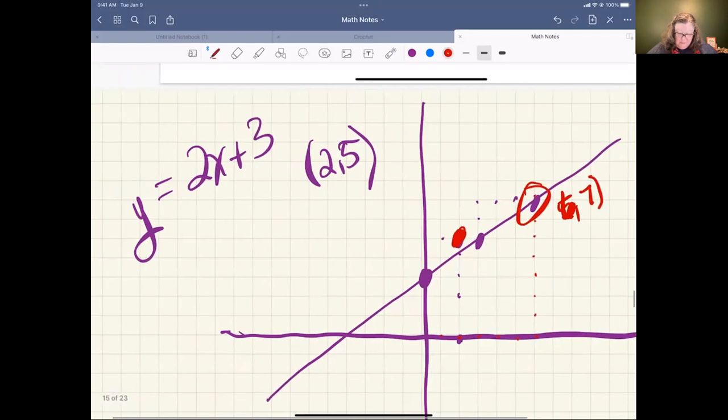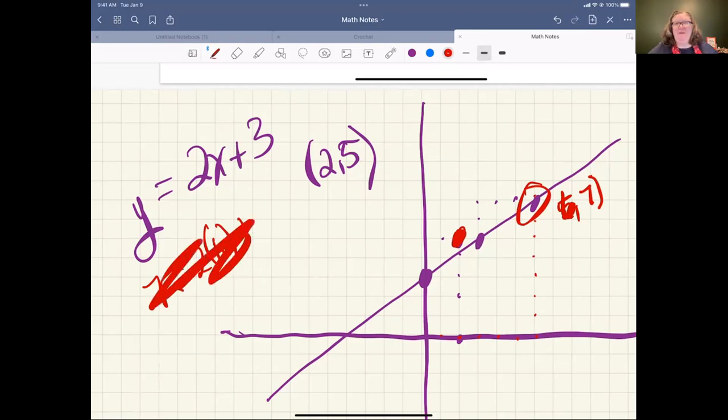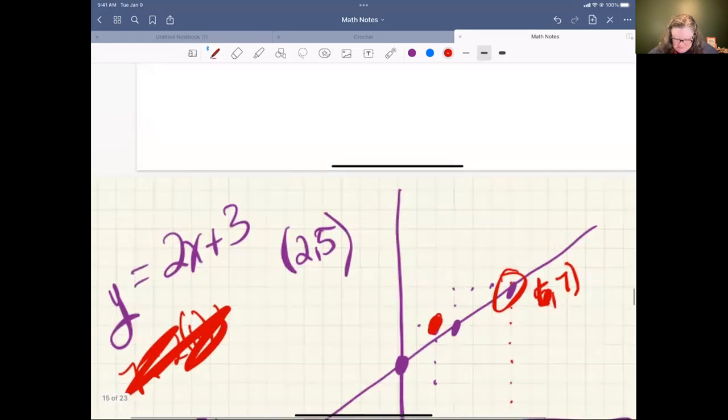So I could go plug those numbers into this equation. Does 7 equal 2 times 6 plus 3? Nope, that doesn't work either. I'm not sure what I'm doing. I'm going to pause there and not kind of go off script here.